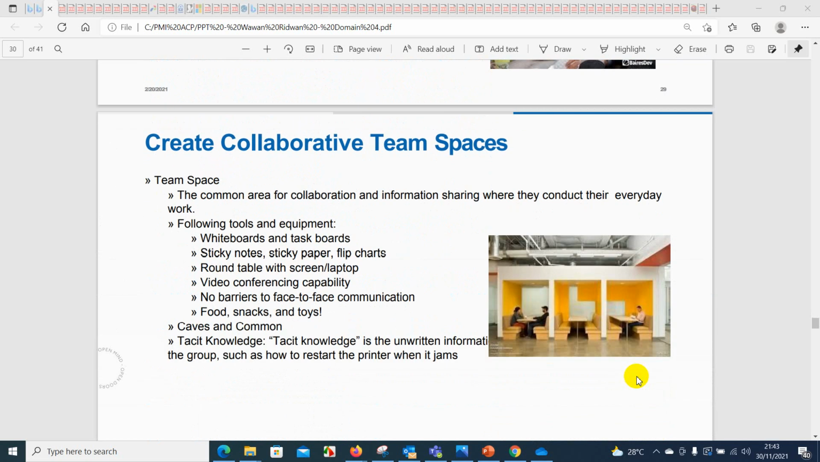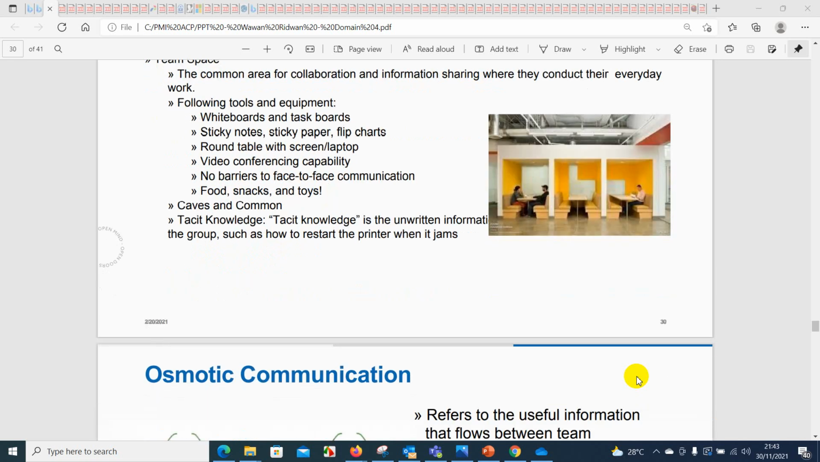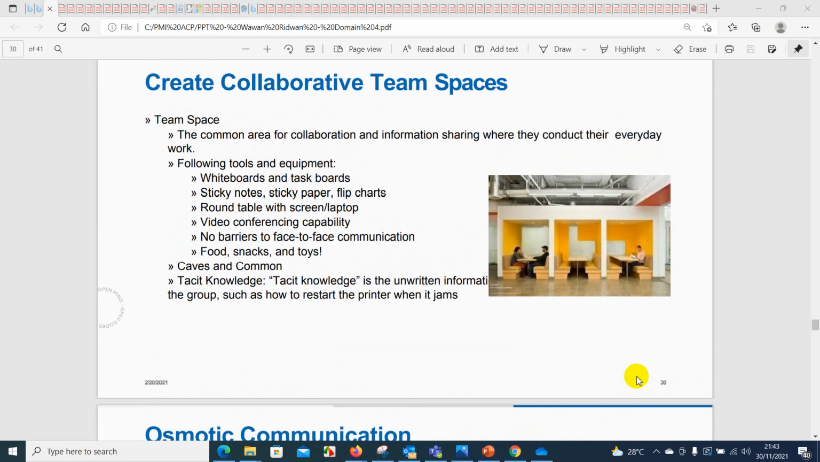Create a collaborative team space: a common area for collaboration and information sharing that the team uses every day. Tools and techniques include whiteboards and taskboards, sticky notes, sticky paper, flip charts, a round table, screens, laptops, video conference capability, no barriers to face-to-face communication, food, snacks, and toys. Also common tacit knowledge, which is unwritten information in the group, such as how to restart the printer when it jams.